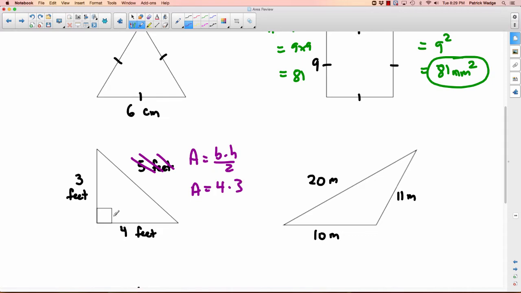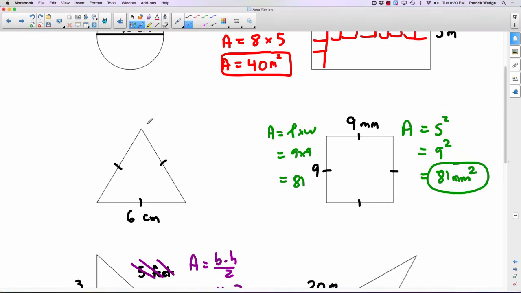So 4 times 3 and then divided by 2. So that's 12 divided by 2. So the area is 6. 6 what? 6 feet? No, 6 feet squared is your answer.